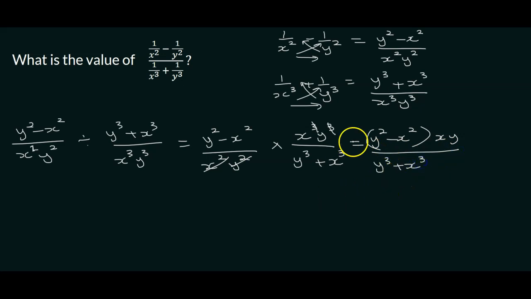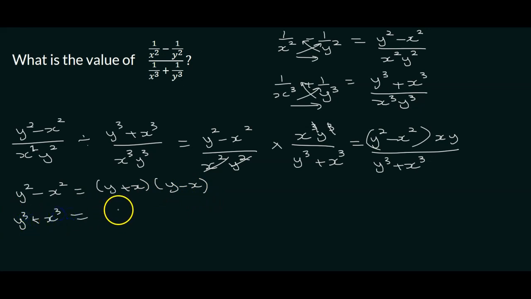So something we need to remember, we have a difference of two squares. So y squared minus x squared is going to be the same as y plus x multiplied by y minus x. And then y cubed plus x cubed is going to be the same as y plus x multiplied by y squared minus xy plus x squared. So that's what we're going to do to simplify all of this.